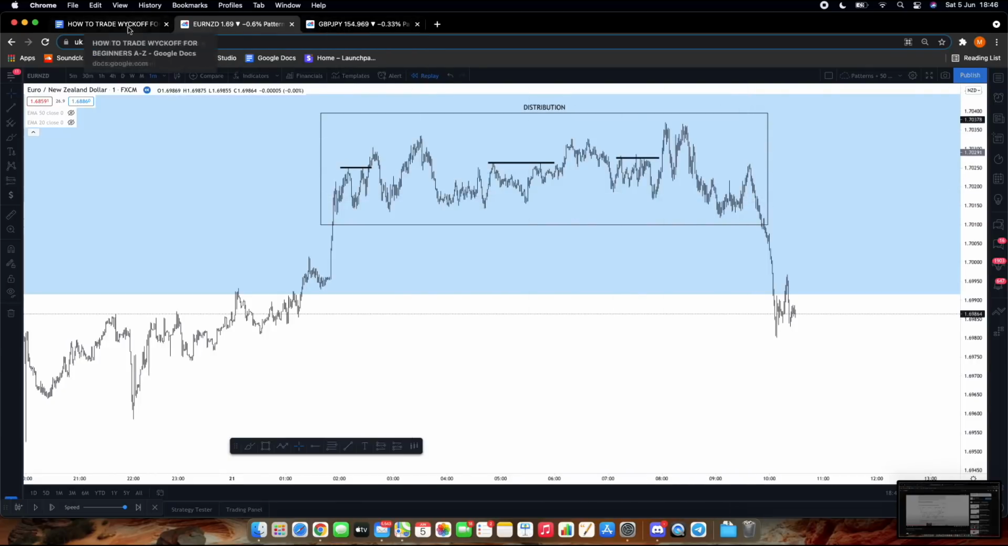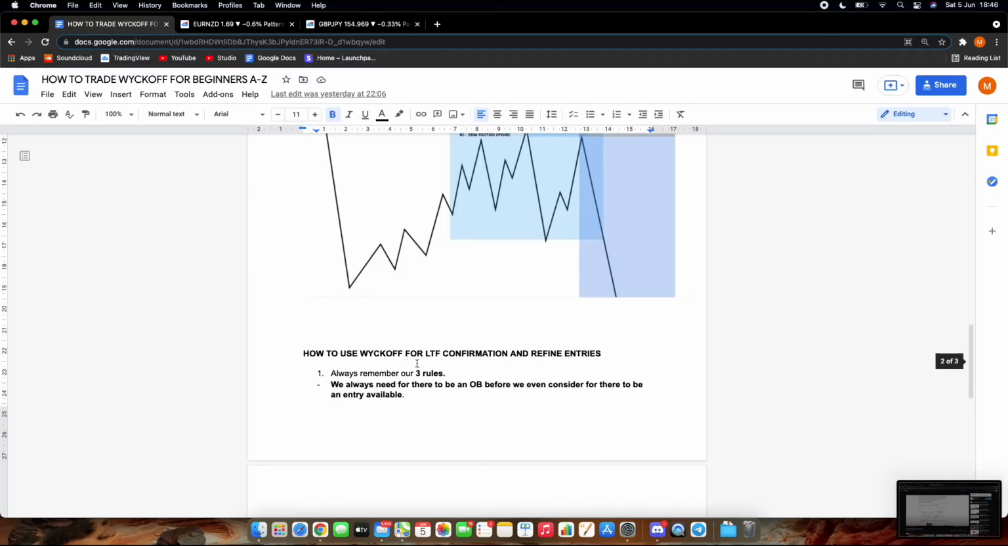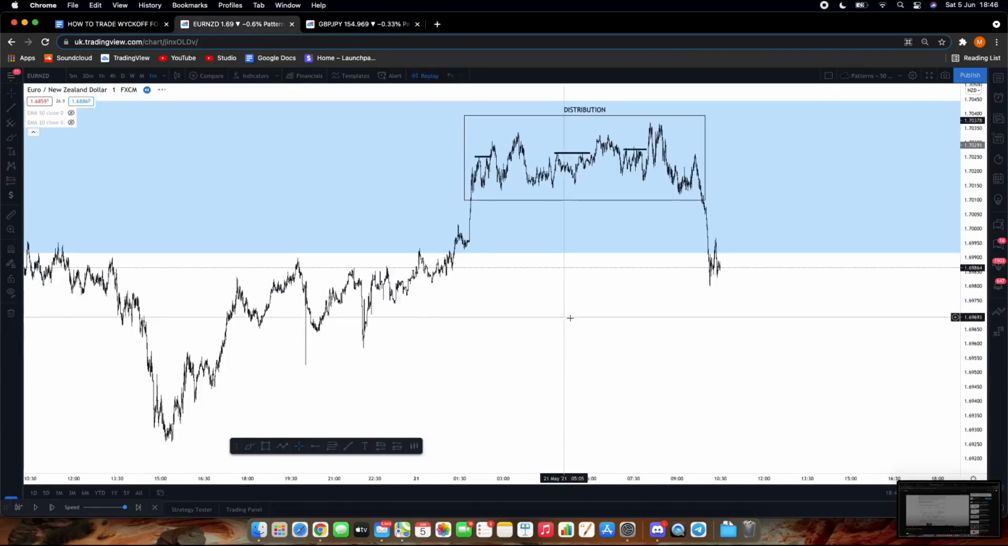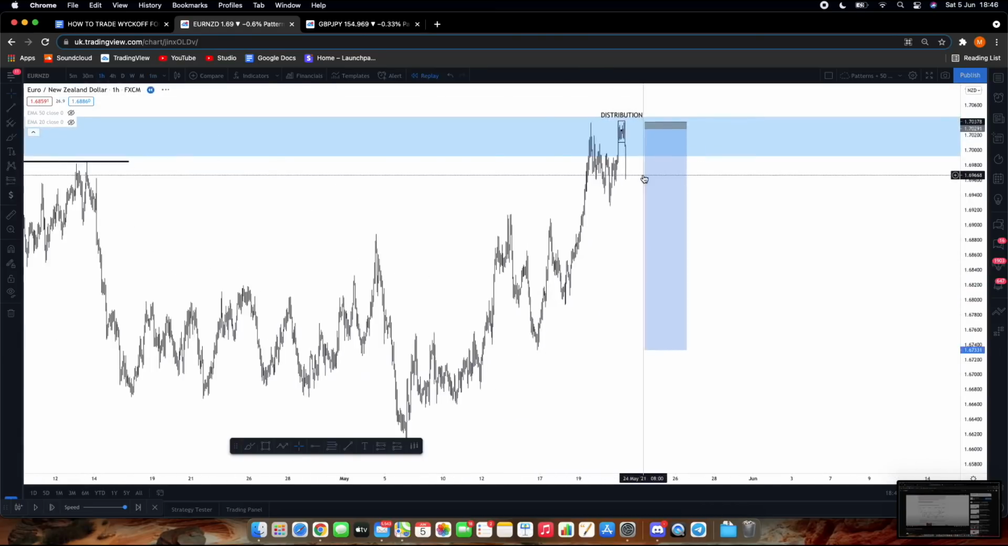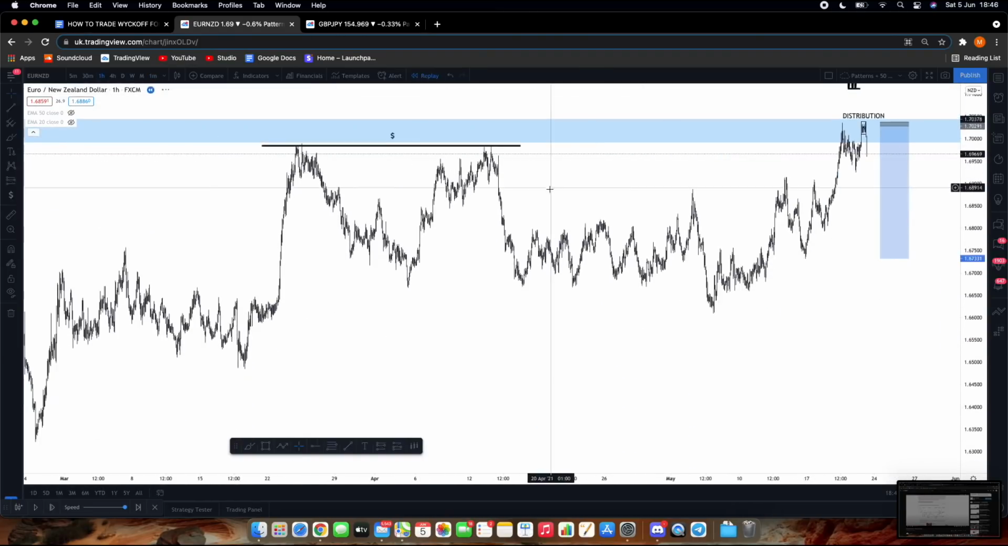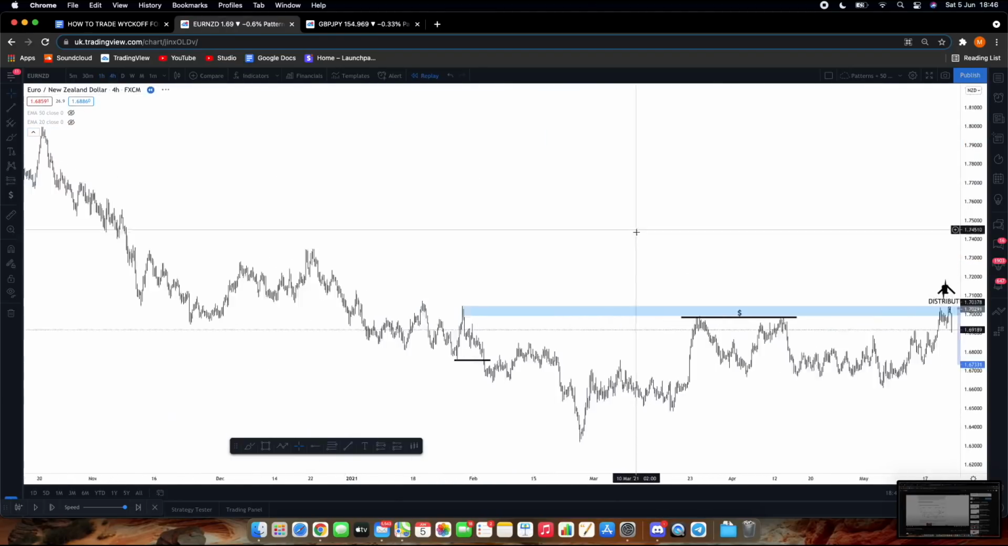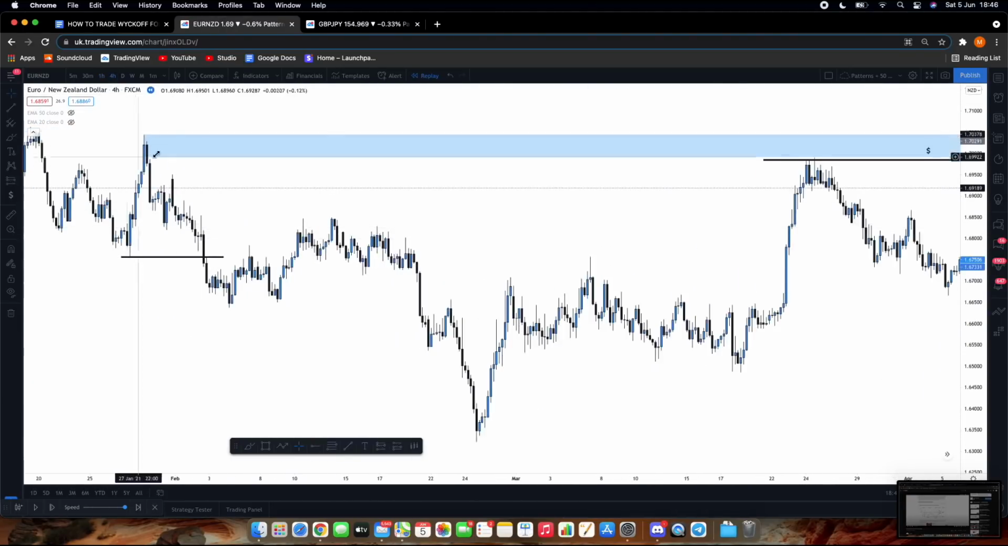So the third thing, I haven't gone into much detail for this because I've left it for the course, but I'll go through it very briefly now, is how to use Wyckoff for lower time frame confirmations. I barely use Wyckoff on time frames such as the 4 hour, daily, and 1 hour. What I much prefer to do is use Wyckoff when I already have my directional bias.